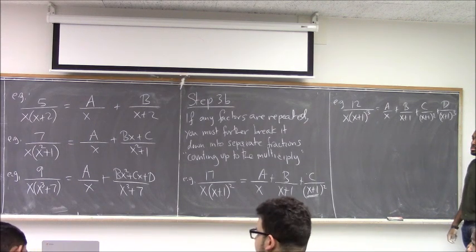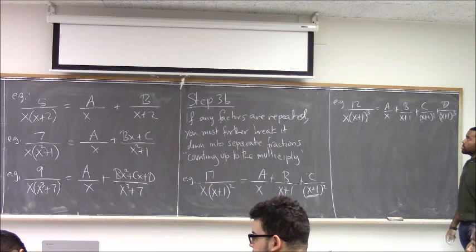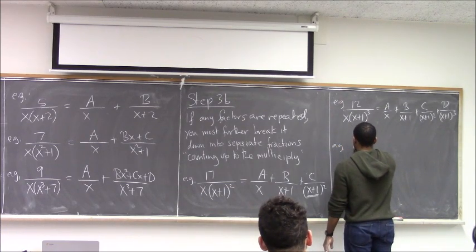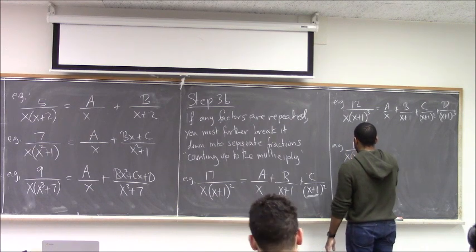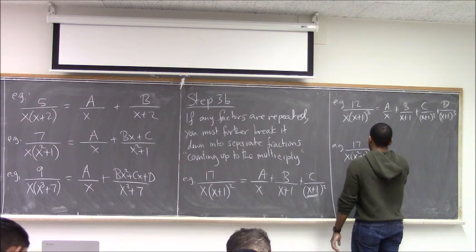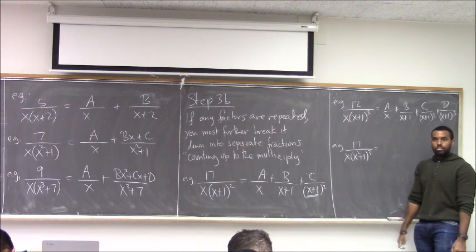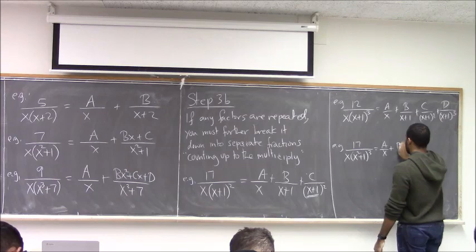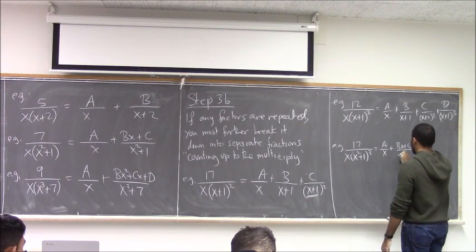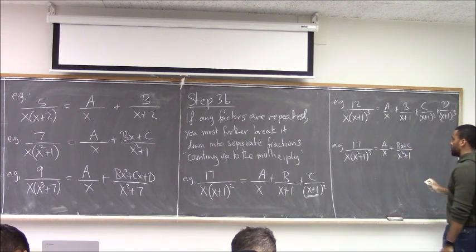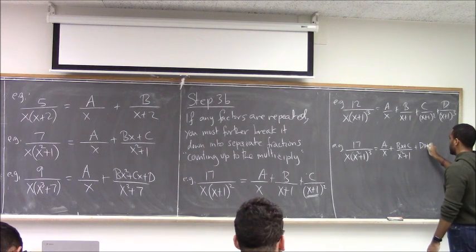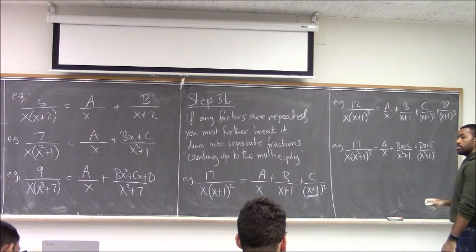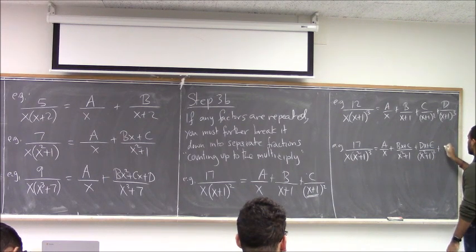Yes? If you had like x squared plus 1 cubed, what would be the numerator? That is a good question. Okay, 17 over x times x squared plus 1 cubed. A over x plus Bx plus C over x squared plus 1 plus Dx plus E over x squared plus 1 squared plus Fx plus G over x squared plus 1 cubed.